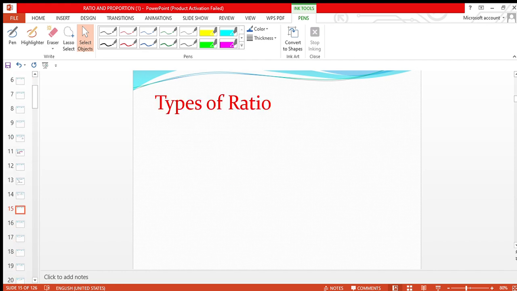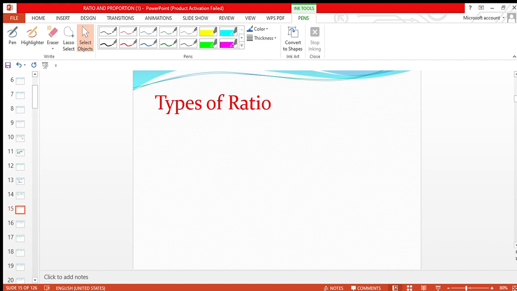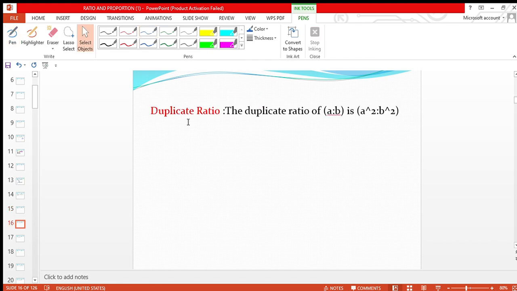Next, types of ratios. See the first one, duplicate ratio, DR. The duplicate ratio of A is to B is A square ratio B square.